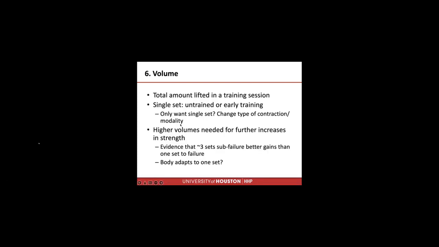Training volume. If talking about resistance training, it's the total amount lifted in a training session. If it's cardiorespiratory exercise, we can do that several ways. We can do minutes, which is the most common way for that. But there are other ways. We can do METs, which is another common one. I usually just think about it in terms of minutes, but you can do what makes sense.